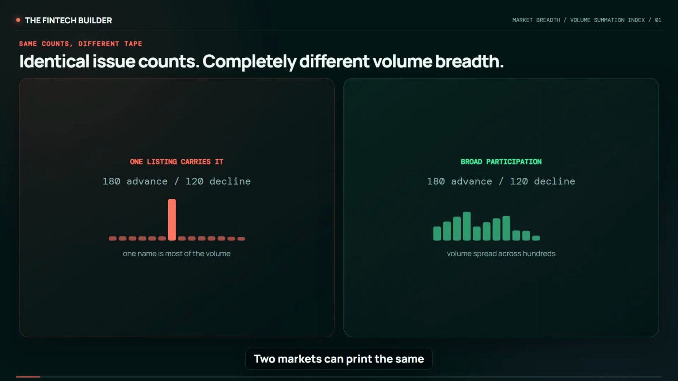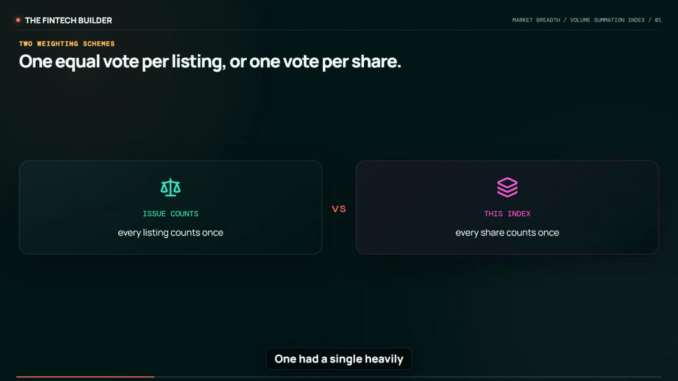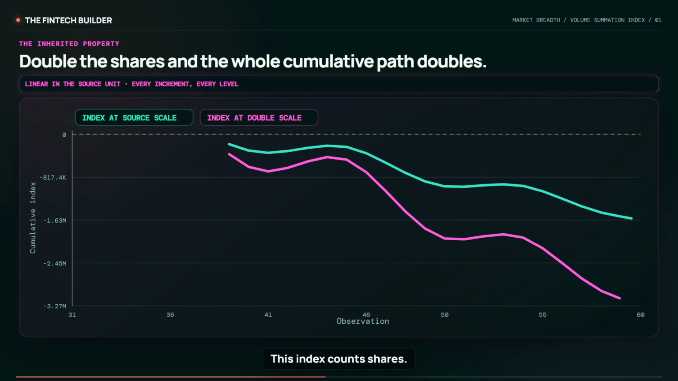Two markets can print the same advancing and declining issue counts and still produce completely different volume breadth. One had a single heavily traded listing carry the tape. The other had participation spread across hundreds of names. Issue counts give every listing one vote. This index counts shares, and because it counts shares, it inherits something the issue count versions do not.